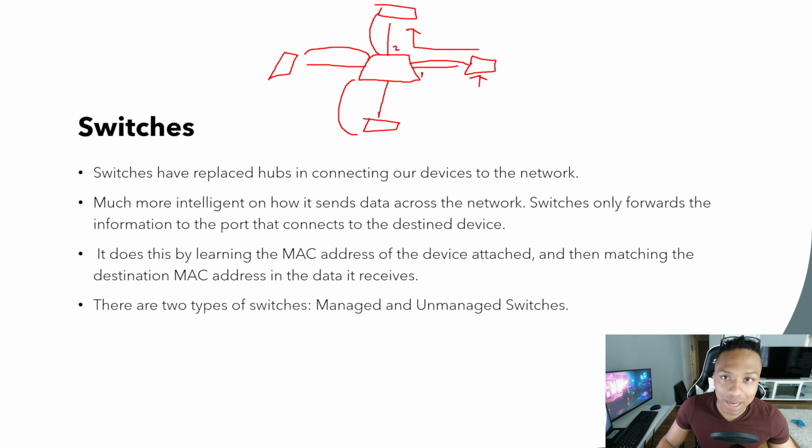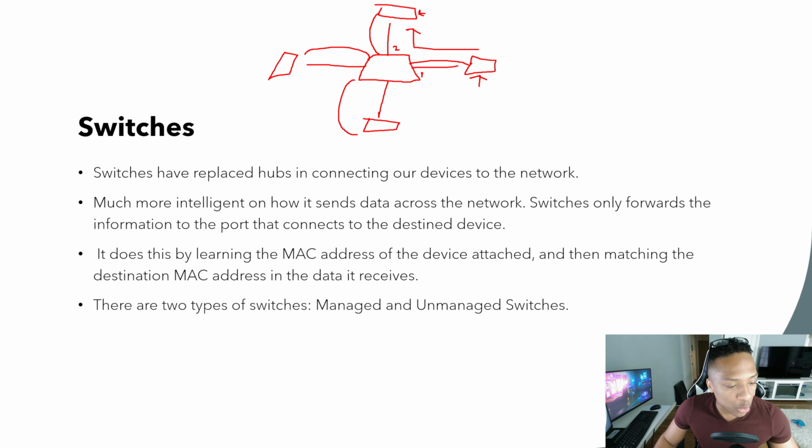So the next time data is destined for this computer right here, it will not have to send data to everybody asking, who is this? It's going to remember it's connected to port 2. Just going to send it out port 2. Hopefully not too confusing. If you do have any questions, though, feel free to leave a comment. I'll do my best to answer.